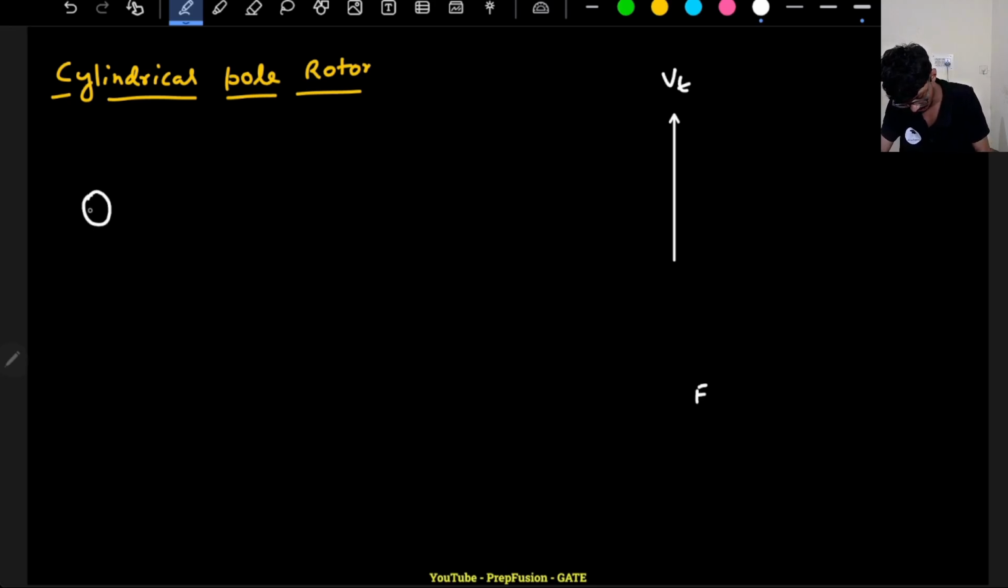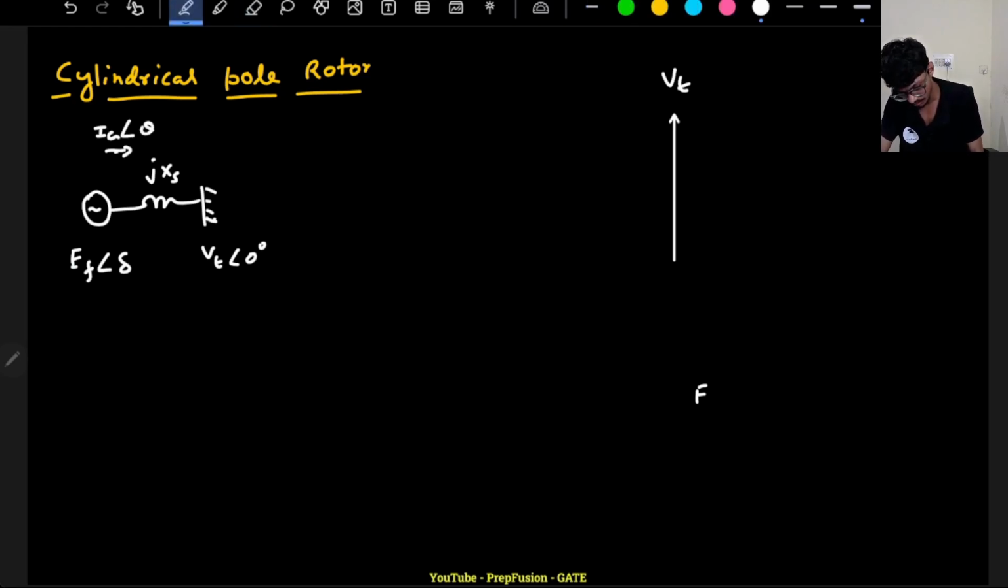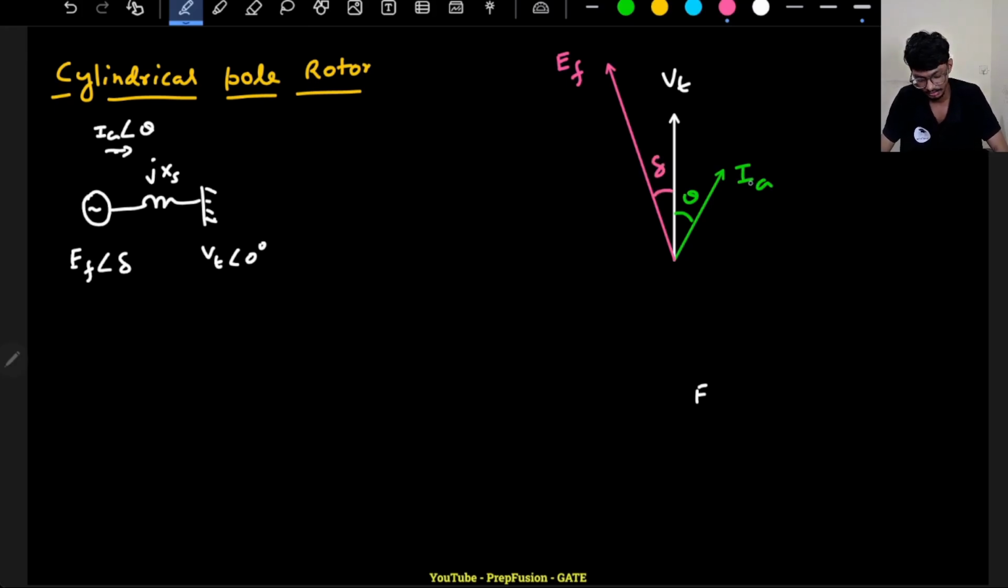For a generator, it is simply Ef equals Vt plus jXs Ia. The terminal voltage is Vt angle 0, this is Ef angle delta, and this is current Ia angle theta. So this is Vt, this will be Ia, that is lagging by theta, and my Ef will be somewhere around here. This is my delta. Ef will be leading Vt by delta.